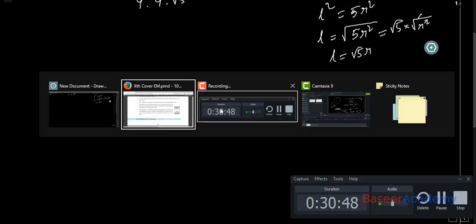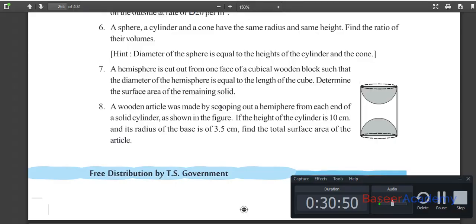Let me do the next question here. The next question says, a hemisphere is cut out from one face of a cubical wooden block such that the diameter of the hemisphere is equal to the length of the cube. Determine the surface area of the remaining solid. Okay, I'll do the 7th one, and the 8th one you can do on your own.